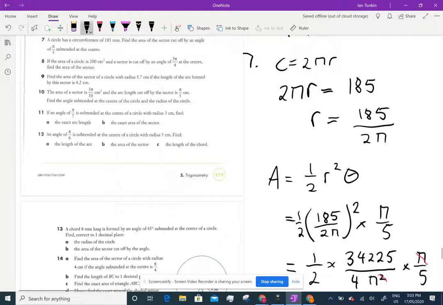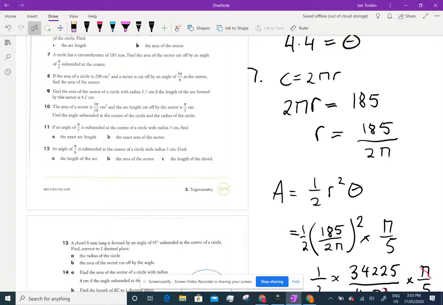They didn't give us a unit, did they? No, they didn't. Oh, no, millimetres. It's millimetres squared.